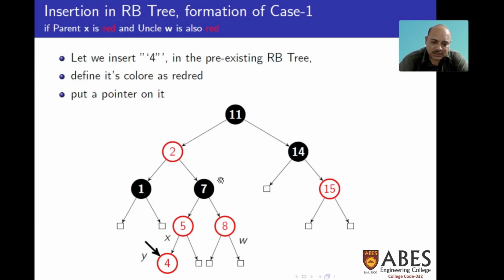In the local cluster, that means a newly inserted node, its parent, and its parent's parent, which we declare as the grandfather, and the sibling of the parent, that means the second child of the grandfather, that is the uncle. So in our scenario, 4 is the newly inserted node, 5 is the parent, 7 is the grandparent, and 8 is the uncle. Fine. So as soon as we insert a value 4, we declare its color as red and put a pointer over it. We ask the very first question whether the parent exists. Yes, the value is 5.